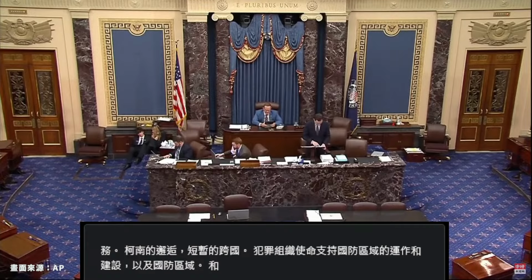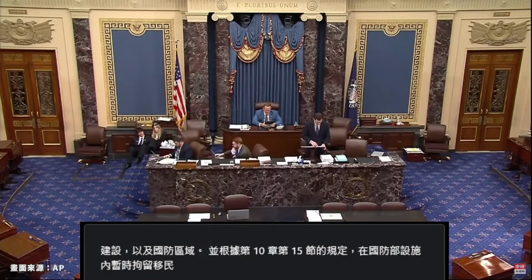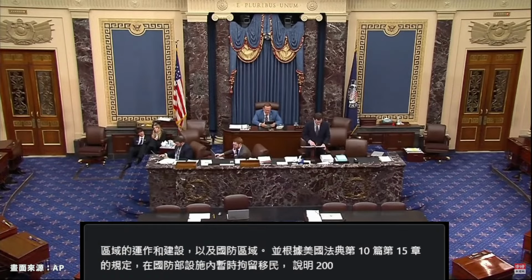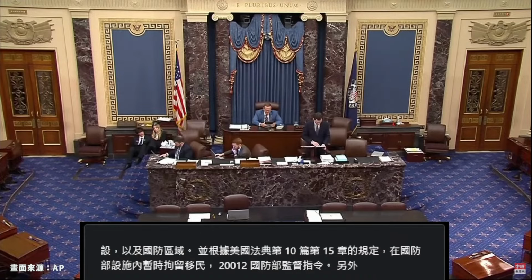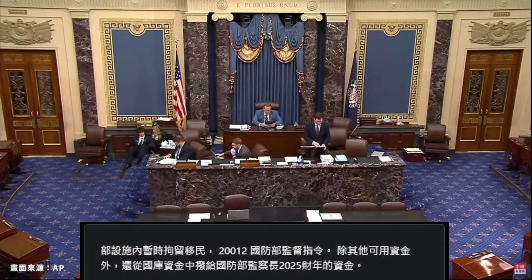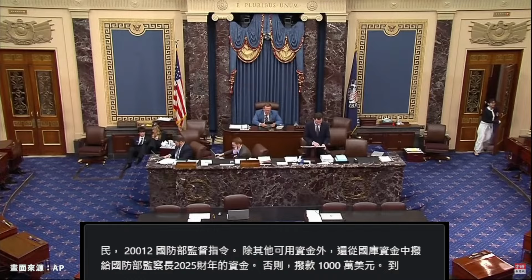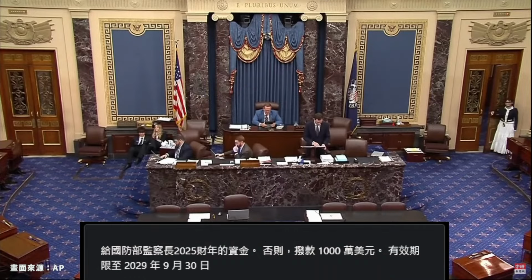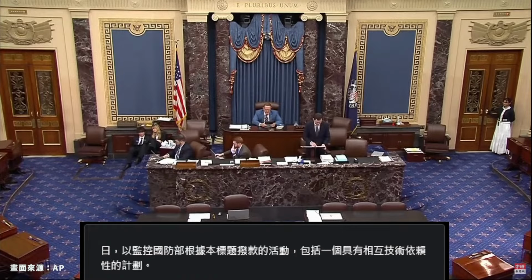Section 20012, Department of Defense Oversight. In addition to amounts otherwise available, there is appropriated to the Inspector General of the Department of Defense for fiscal year 2025, out of any money in the Treasury not otherwise appropriated, $10 million to remain available through September 30th, 2029, to monitor Department of Defense activities for which funding is appropriated in this title, including 1, programs with mutual technological dependencies, 2, programs with related data management and data ownership considerations, and 3, programs particularly vulnerable to chain disruptions and long lead time components. Section 20013.